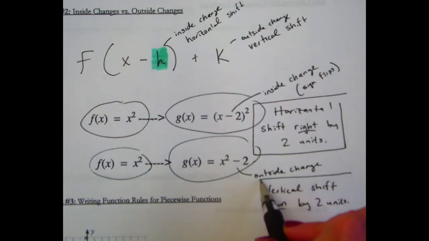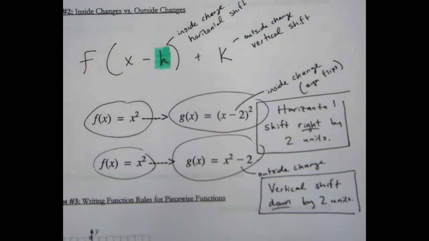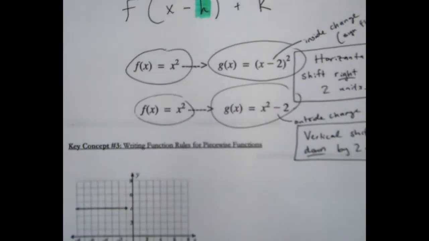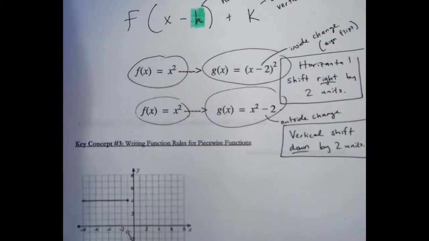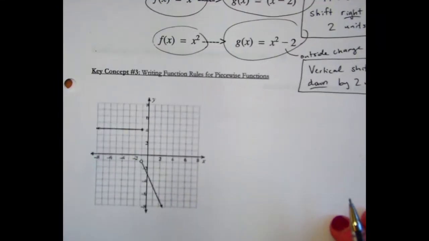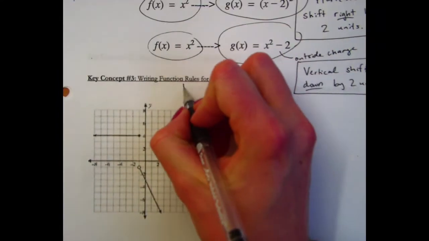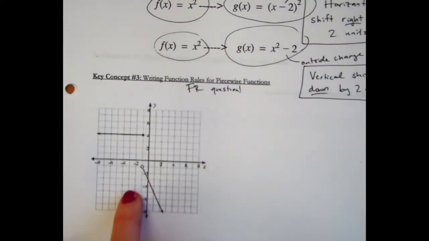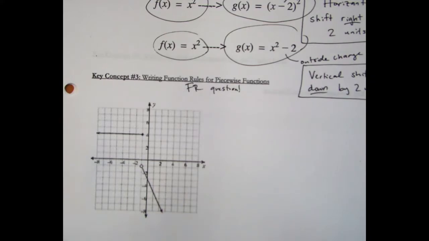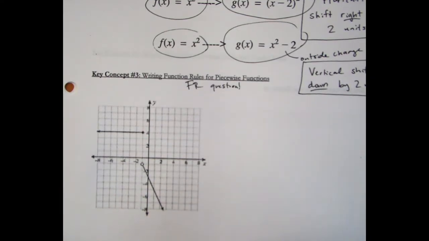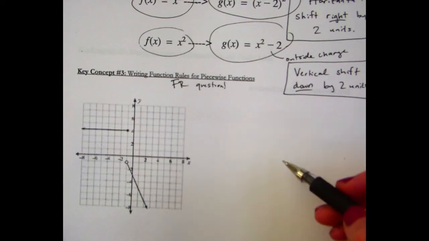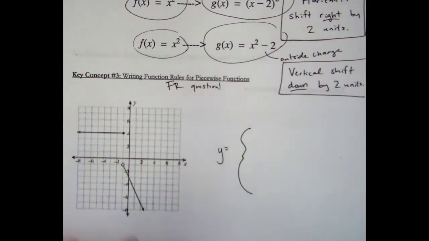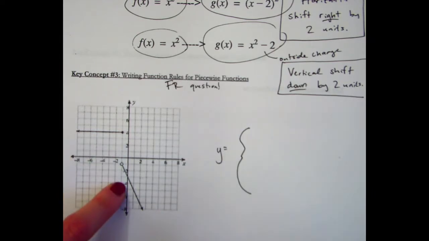All right, next is writing function rules for piecewise functions. So this is going to be a free response question on your test. You're going to be given a graph, and you're going to have to write an equation for that piecewise function. So the general structure for a piecewise function equation is y equals, and then here we have 2 lines, so we're going to have 2 equations. Sometimes you have 3 lines, you have 3 equations.